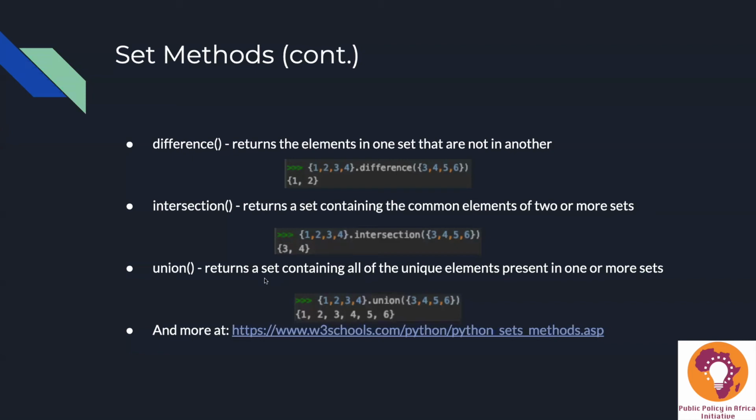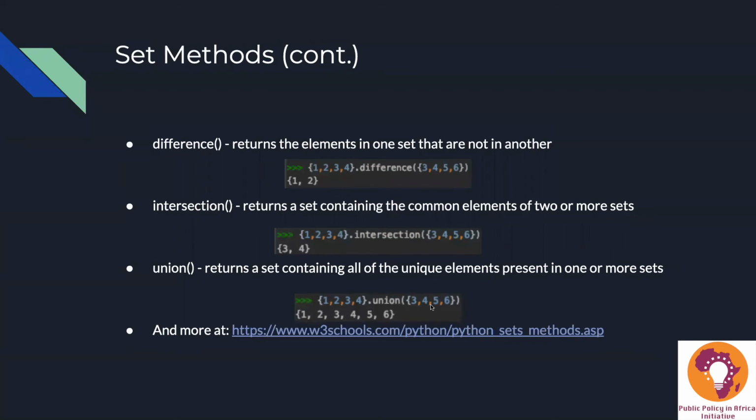For union, it's kind of the opposite of intersection in a way. It returns a set containing all of the unique elements present in one or more sets. Again we have our first set 1, 2, 3, 4. We call the union method using dot notation, with the parentheses to signify that it's a method rather than an attribute. Then we have the other set that we want to union the first set with, and this returns a set that contains all of the unique values of both sets.